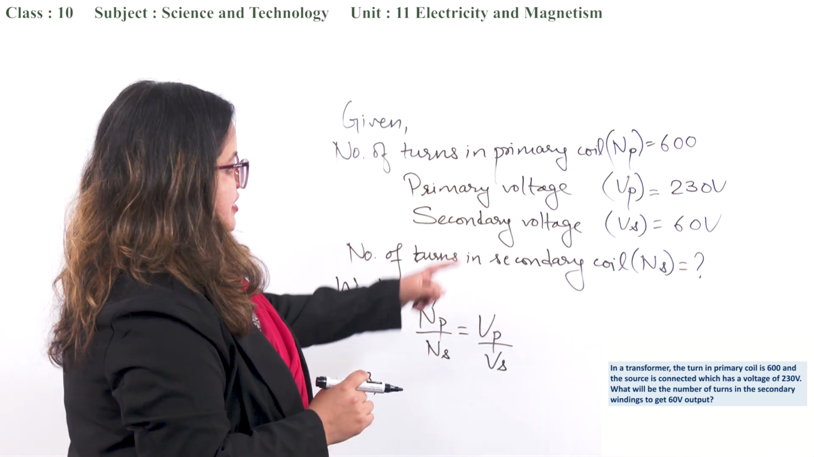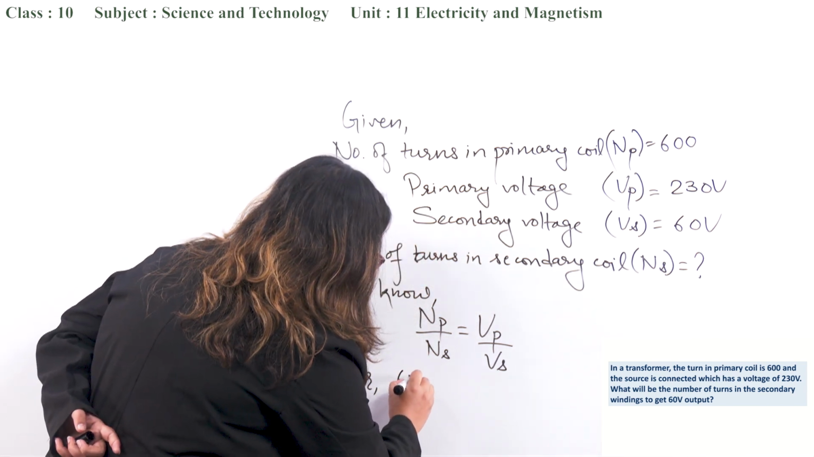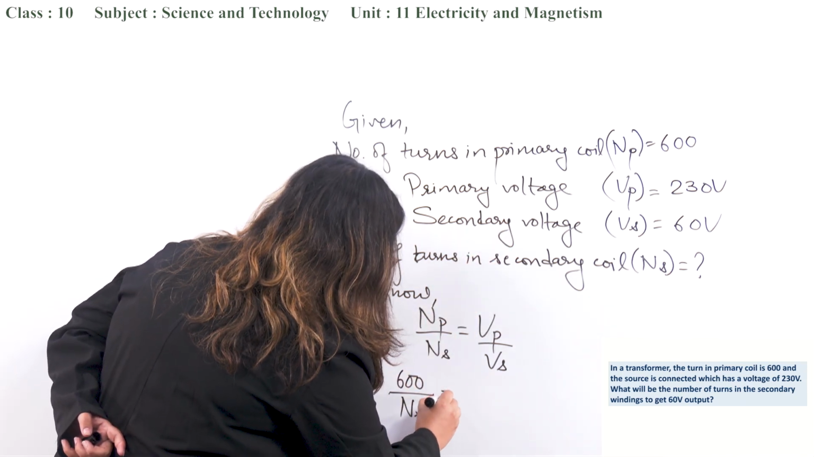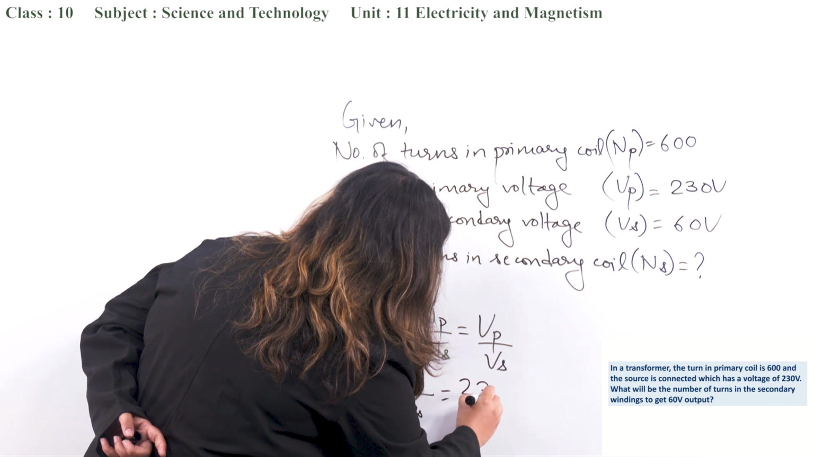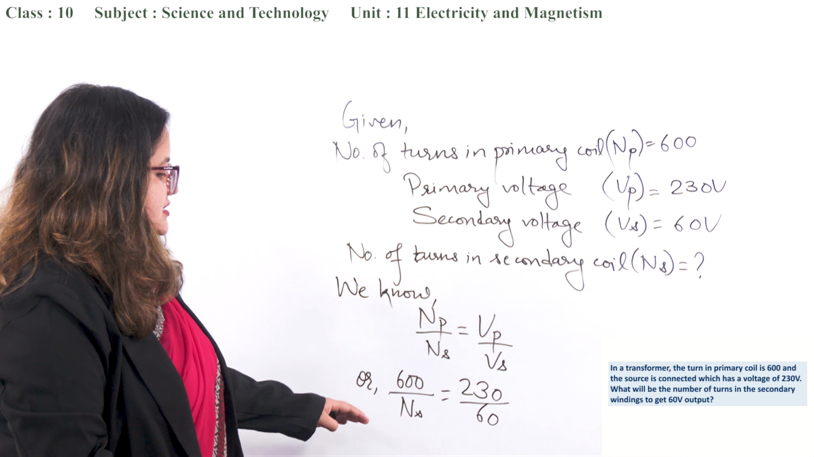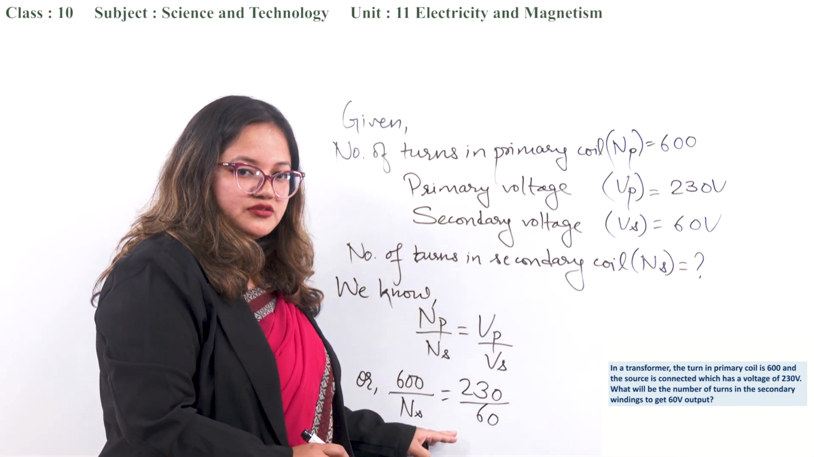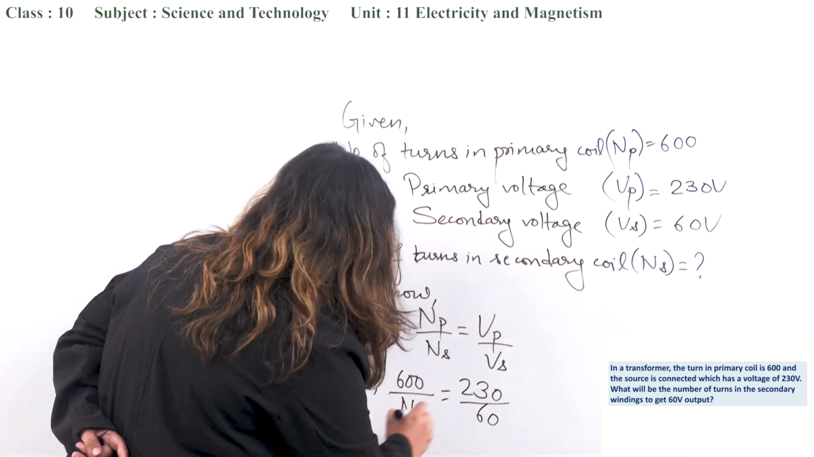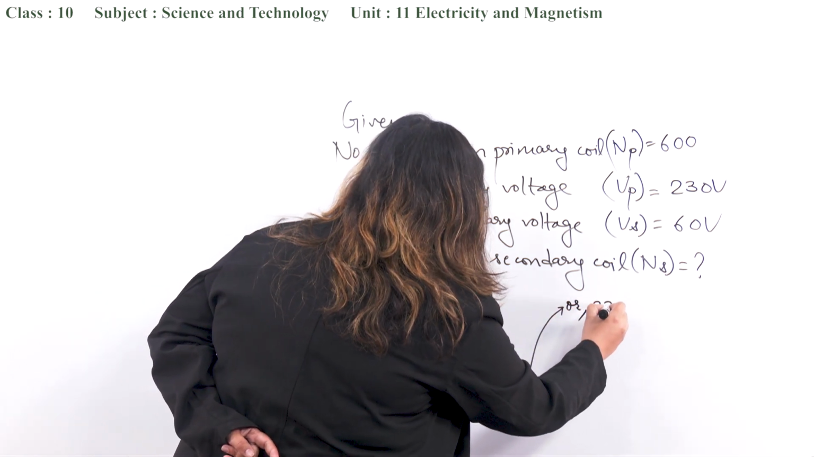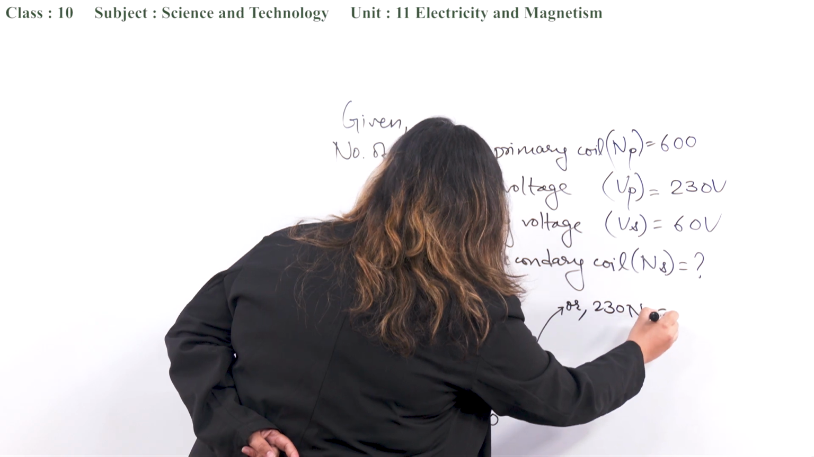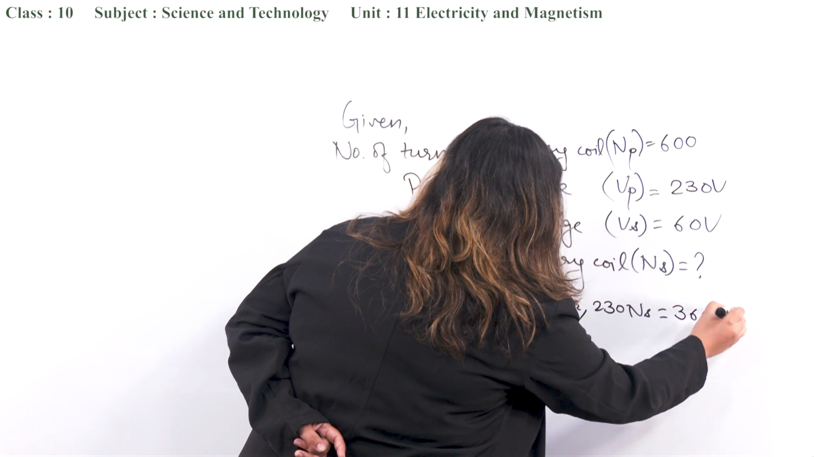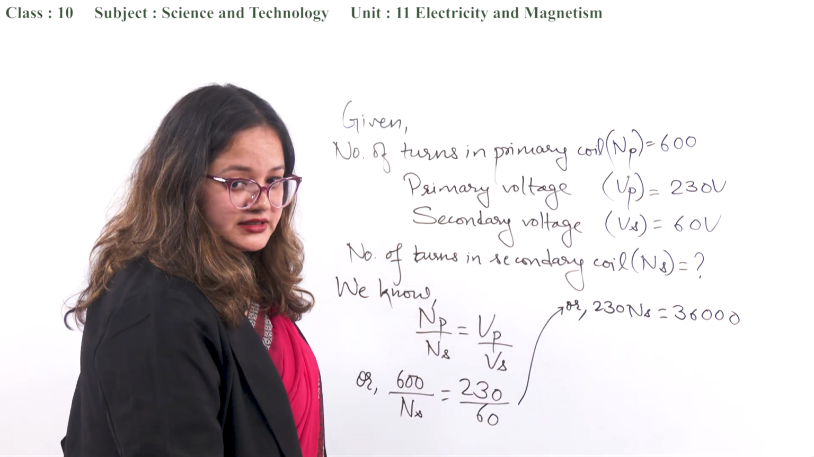So NP is 600, NS is unknown, VP is 230 and VS is 60. Now, by simply doing a cross multiplication, we can further do it mathematically. Okay, let me write this here. 230 NS, I am simply doing the multiplication, okay? So this is what we get after this.